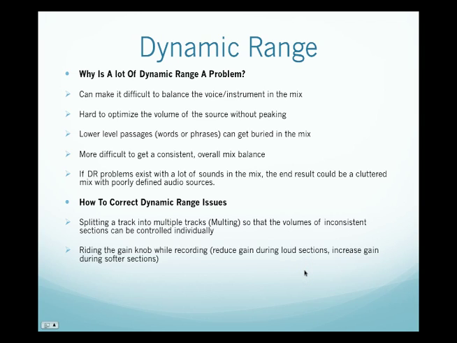Another way to correct dynamic range issues is riding the gain knob while recording. While you're recording, you can be turning that gain knob down during louder sections, and turning it up during softer sections. And this is usually a smart thing to do anyway when you're recording. Once you set that level, you want to respond to the performance of the vocalist.